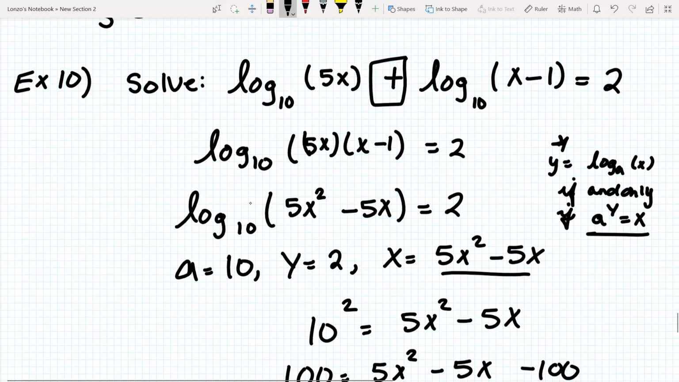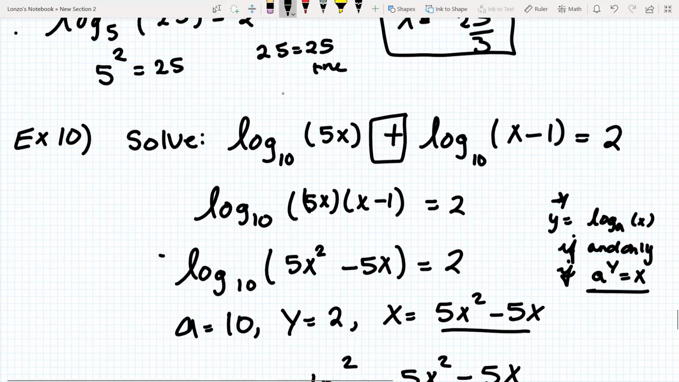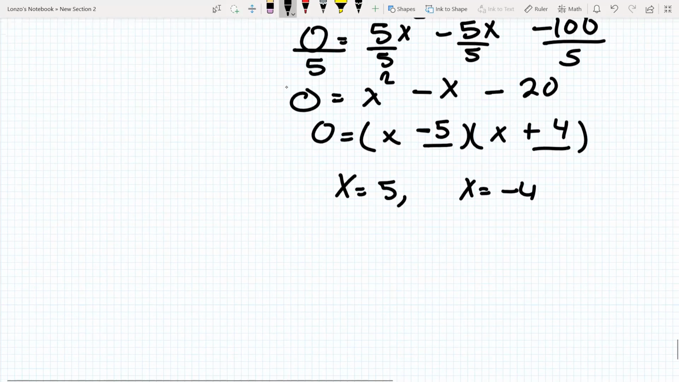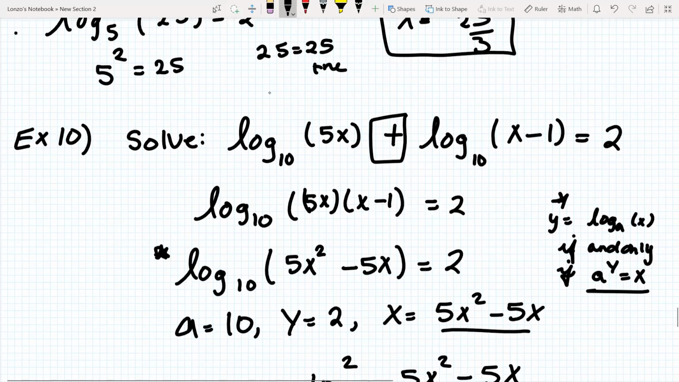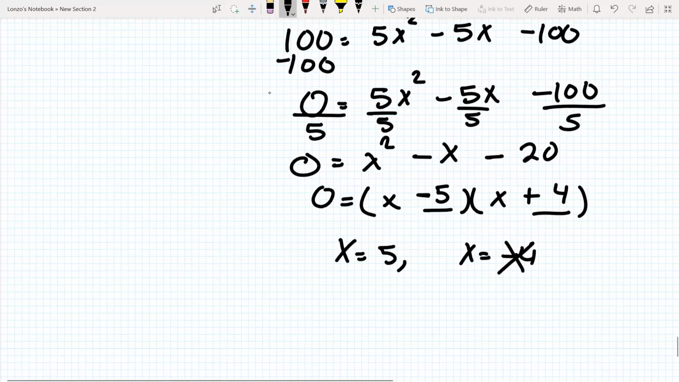You're going to have to plug each solution into the original problem. You can either put it back into the original one or this one right here. So there's actually one you can cancel. You can cancel negative 4, because if you plug in x into the original, you would get 5 times negative 4, which is negative 20. And you can never have log base 10 of negative 20. You can never have a negative inside the parentheses, so that will never work. So we can eliminate negative 4.